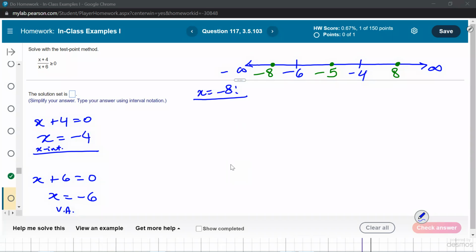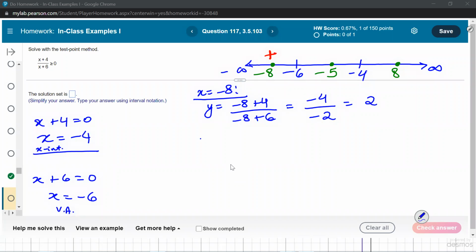Let's start with x equals -8. Putting it into the original function, we would have -8 plus 4 on the top. On the bottom, we would have -8 plus 6. What will that give us? Over -2, which is +2. Very good. Yeah, so you get -4 over -2, which comes out to be +2. So your y values are actually going to be positive in this interval.